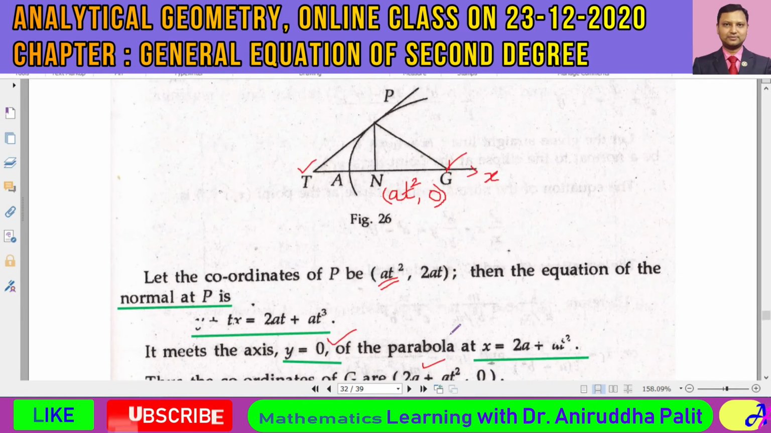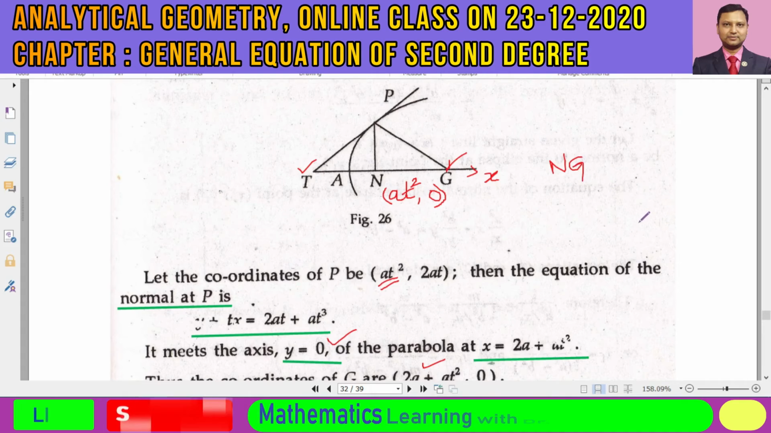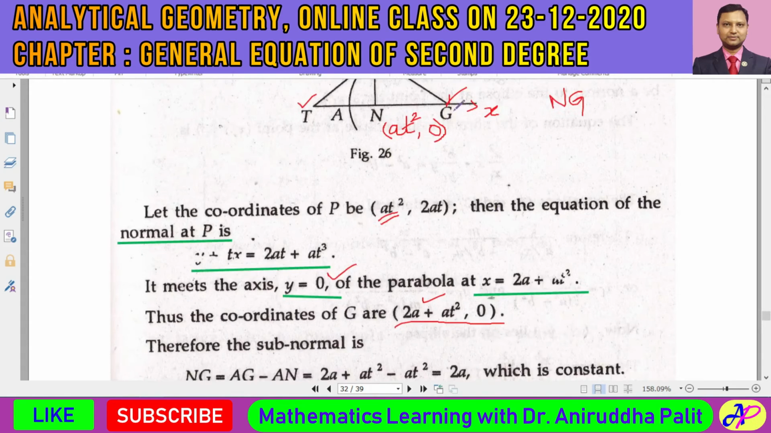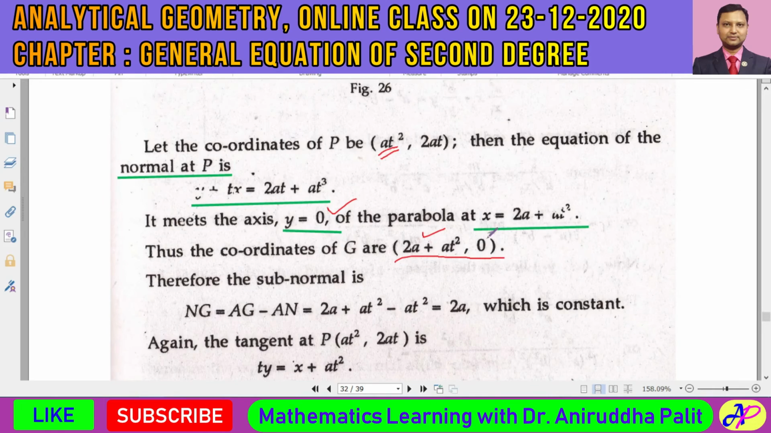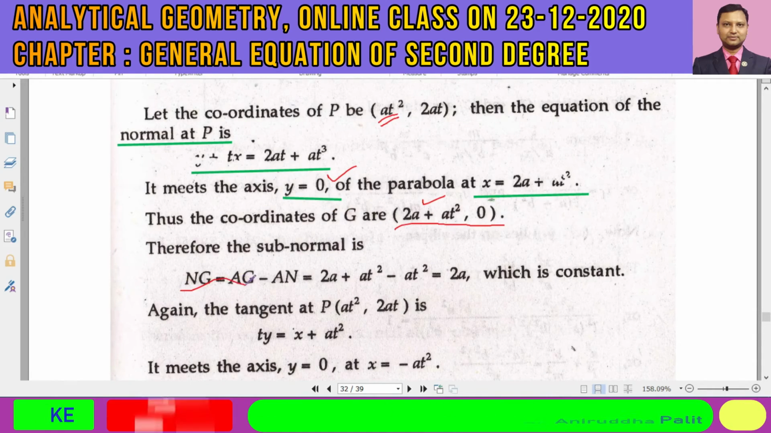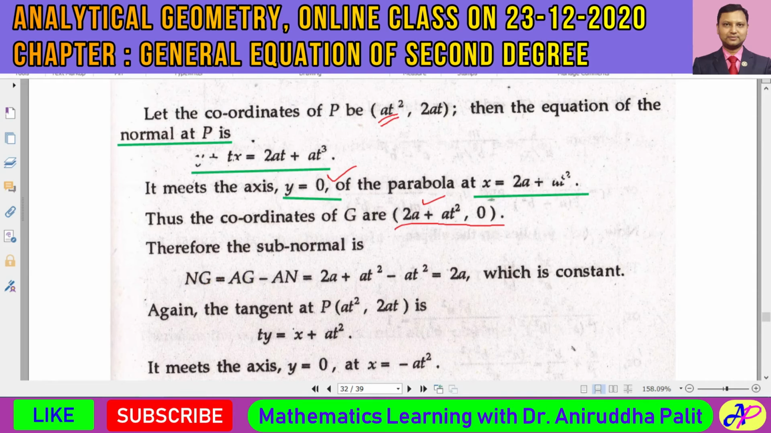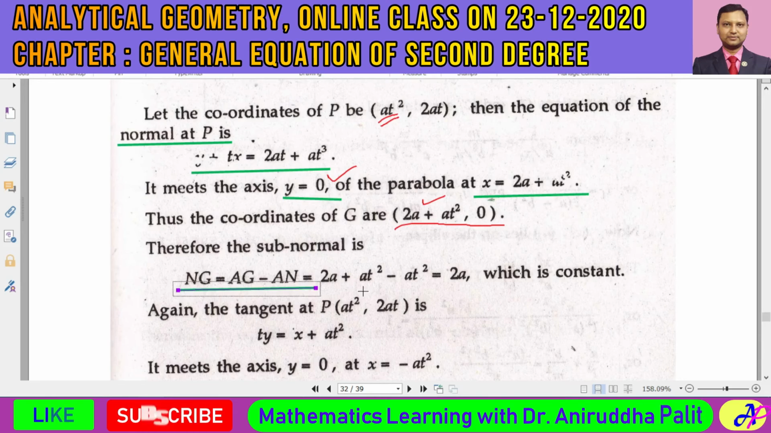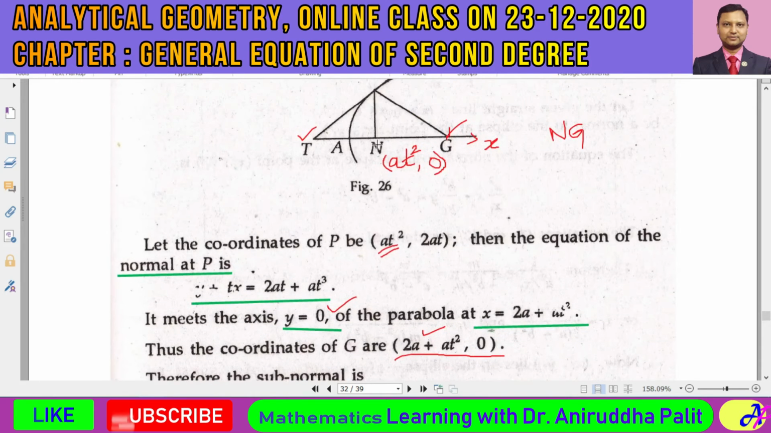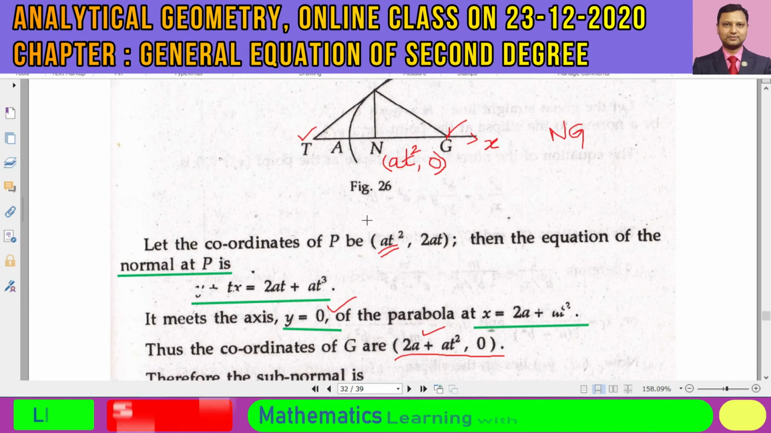What is the subnormal? The subnormal is this much distance NG. You see, we got the coordinate of the point G and the coordinate of the point N. Then what would be NG? NG is equal to AG minus AN. This much length NG is equal to the total length AG minus this much length AN.